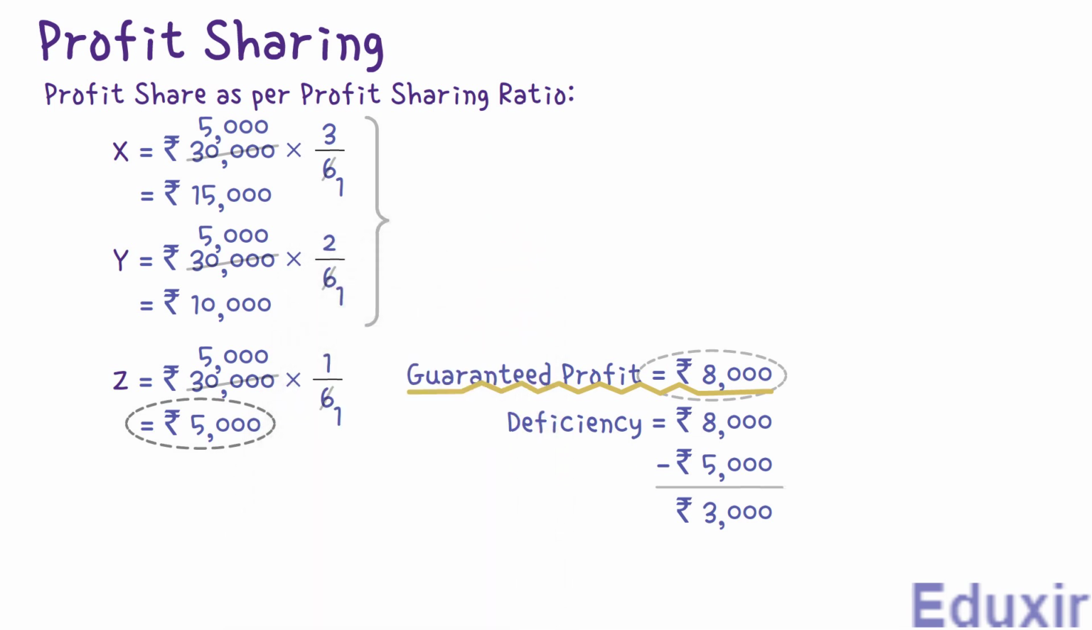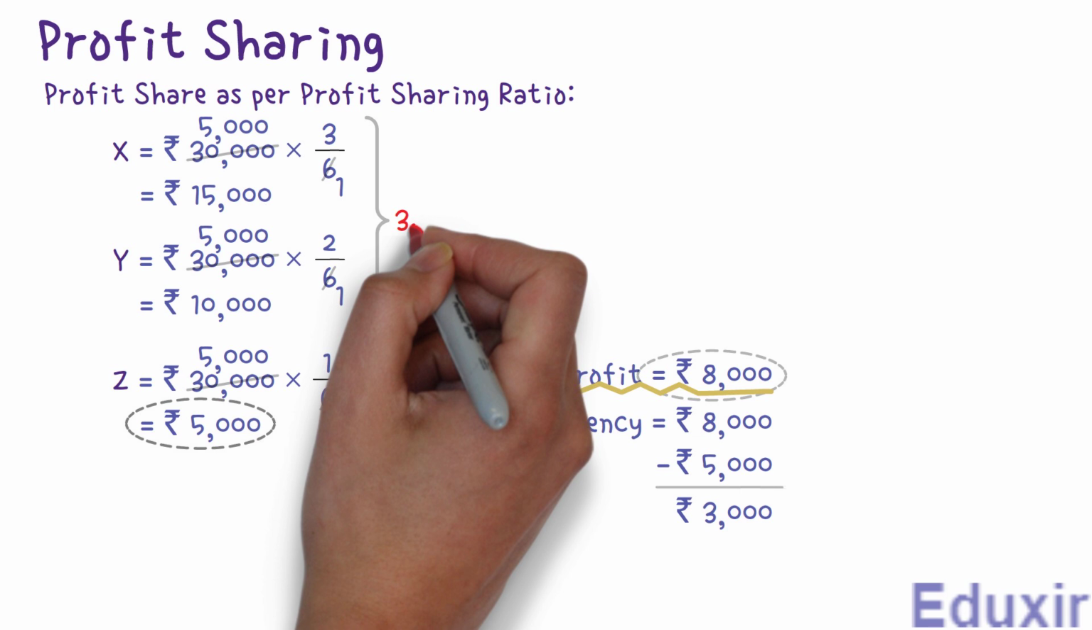But the question is, in what ratio? See, this ratio is not given in the problem. So we consider that they should contribute to this deficiency in their profit sharing ratio. Now we know that the profit sharing ratio of X and Y is 3:2. So they should contribute to the partner Z's deficiency in the ratio 3:2.